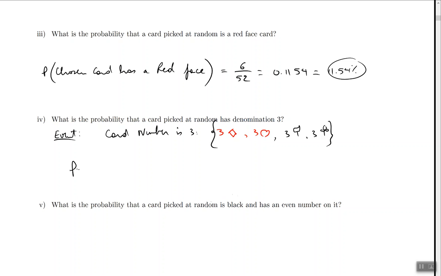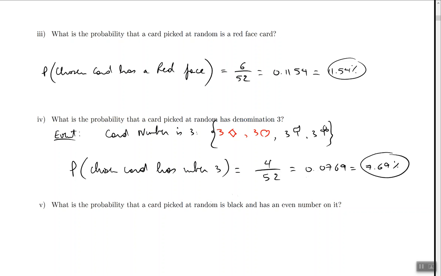Okay, so now the probability that the chosen card has number 3, it's going to be 4 divided by 52 possible outcomes in this game. Okay, so again, with the calculator's help, we can get the solution. So the solution is going to be 0.0769. So rounding it to 4 decimal places, because if I turn to percentage, I'll have 2 decimal place accuracy.